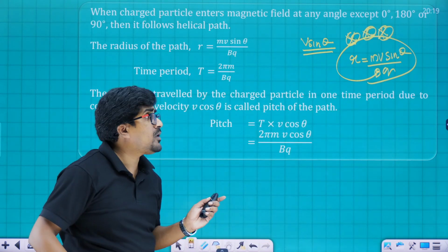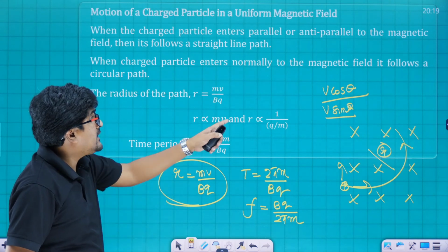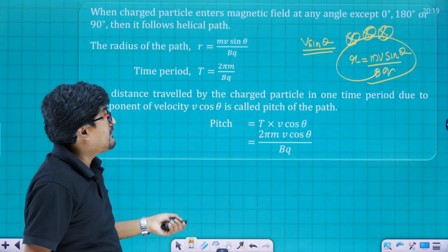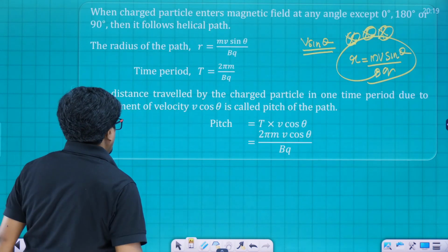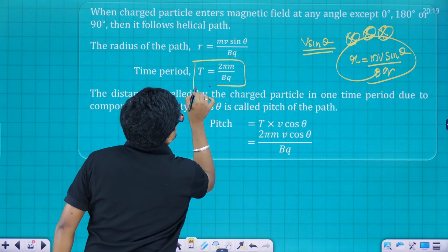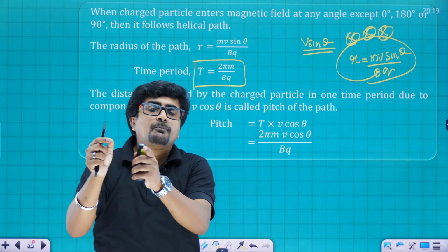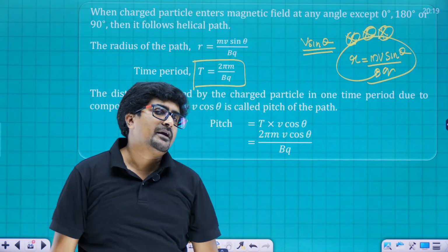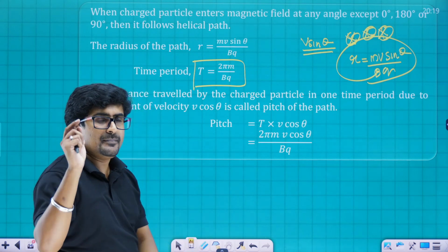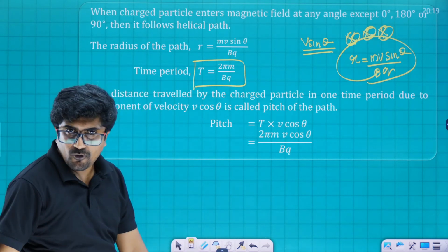Alright, so there it was mv divided by bq, and here it is mv sin theta divided by bq. But the time period is going to be the same, that is 2 pi m divided by bq. So since the time period is not going to change, the frequency also will be the same. That is again a super important area.